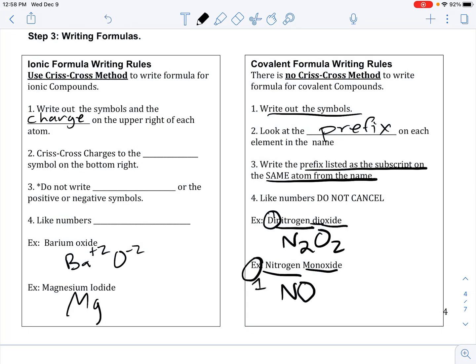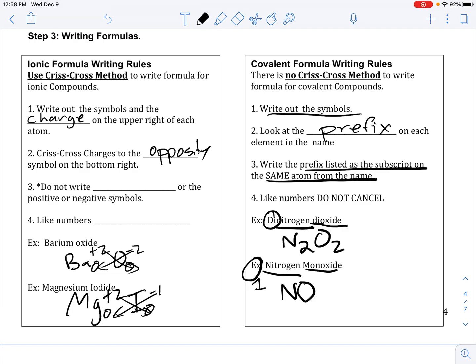Magnesium is Mg, plus 2 charge. Iodine is I with a -1. So I write the symbols and the charges. Then I crisscross to the opposite symbol on the bottom right-hand side of that symbol. So they should end up here and here, here and here. When I crisscross, 1 and 2, 2 and 2.